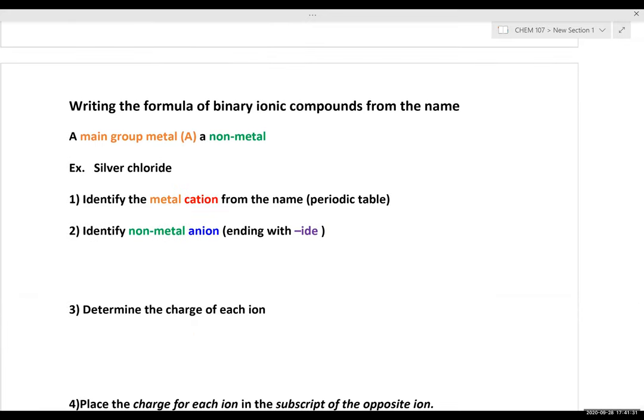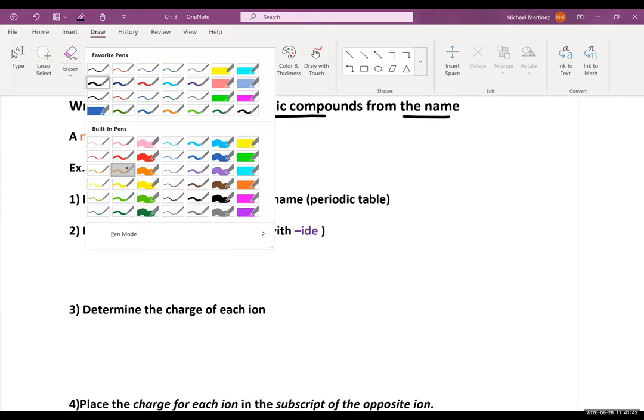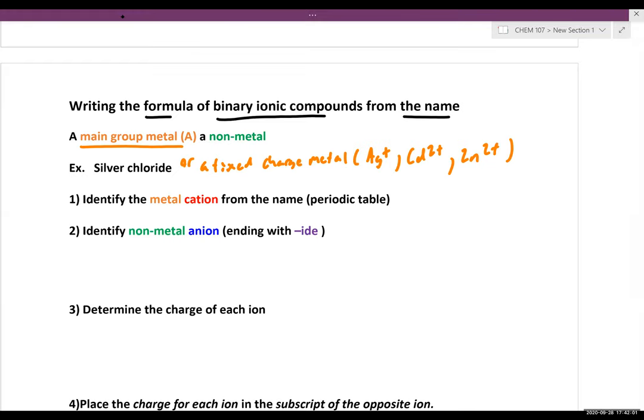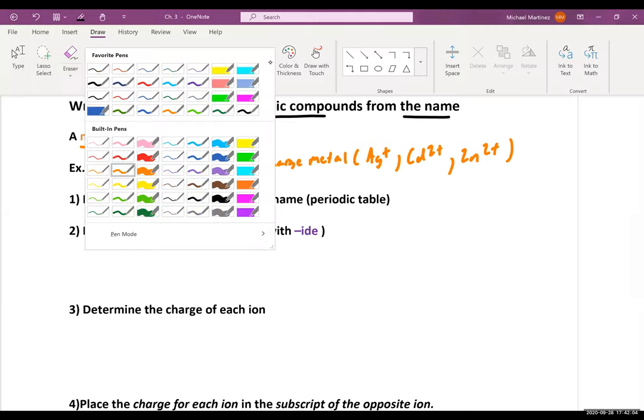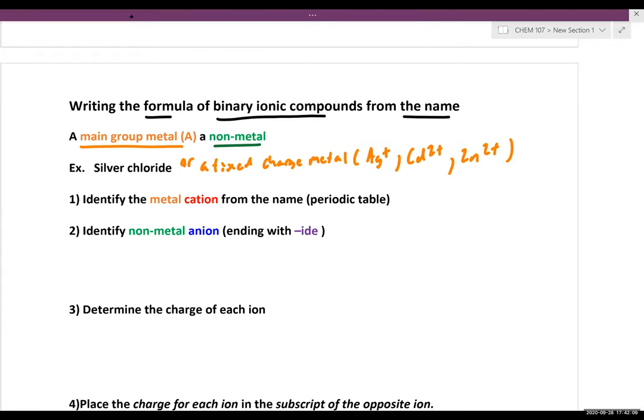So let's talk about writing the formula of a binary ionic compound from the name. First and foremost, you're primarily going to deal with a main group metal or a fixed charge metal. Remember those, like silver +1, cadmium 2+, zinc 2+. Don't forget about them. And a non-metal. And this is where your formula rules are really going to come into play here.